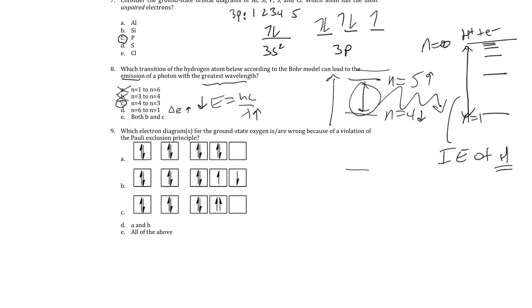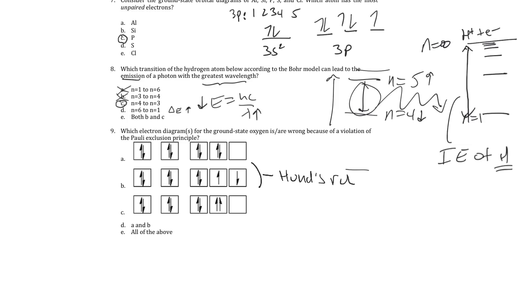Moving on to number 9. Which diagram for oxygen is or are wrong because of a violation of the Pauli exclusion principle? The Pauli exclusion principle is the one that says each electron must have a unique set of 4 quantum numbers. There's also Hund's rule that says the electrons should be distributed into different orbitals and their spin should be maximized. So if we look at B, this is a Hund's rule violation.